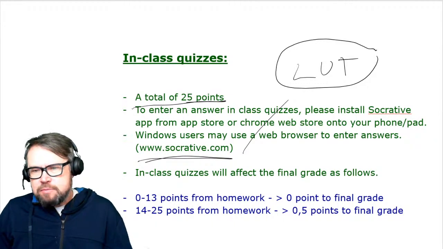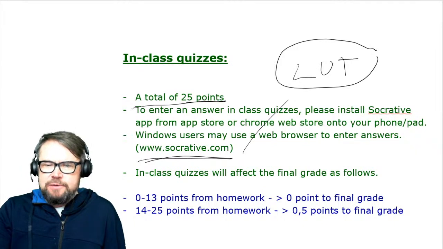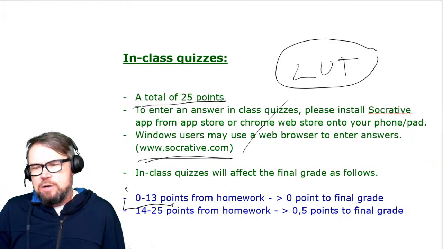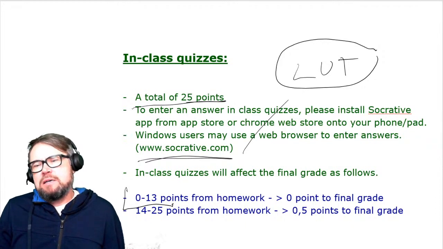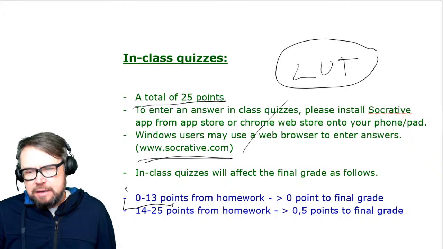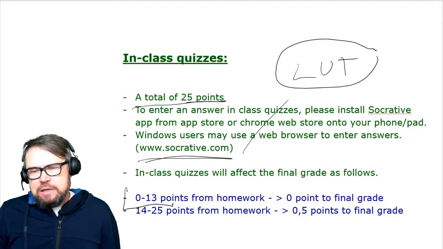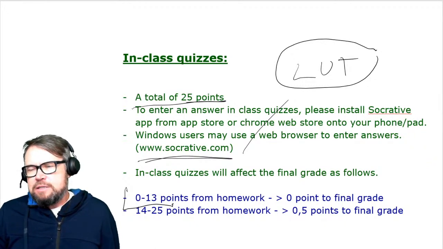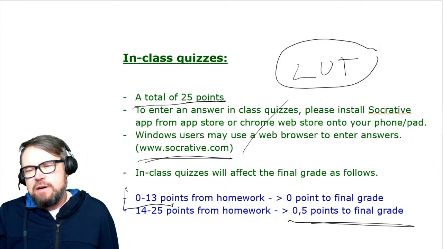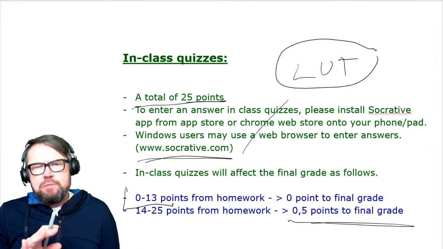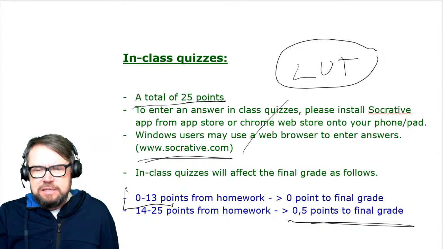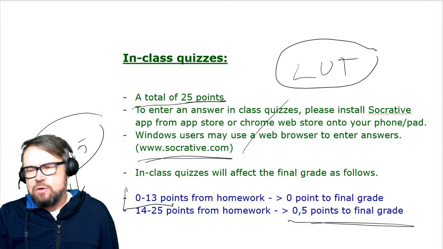Okay, how is this created? If you're scoring 0 to 13 points, that's going to be a waste of time and effort. You gain nothing. You're going to get nothing out of the in-class quizzes. But if you're scoring 14 to maximum points, that's when I'm going to give you this 0.5 points. So look at this. Again, I'm not expecting you to be perfect.